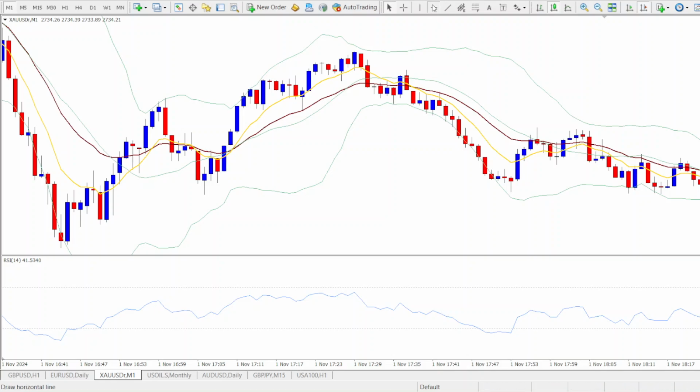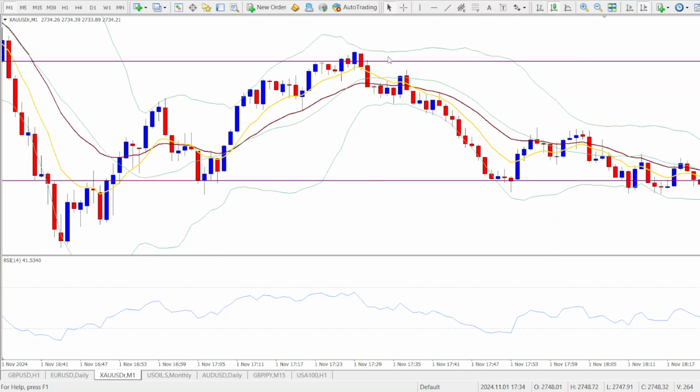Don't forget, it's important that you set support and resistance zones. And then as for the Bollinger Bands, you can also use the upper band as dynamic resistance. You can use the lower band as dynamic support.